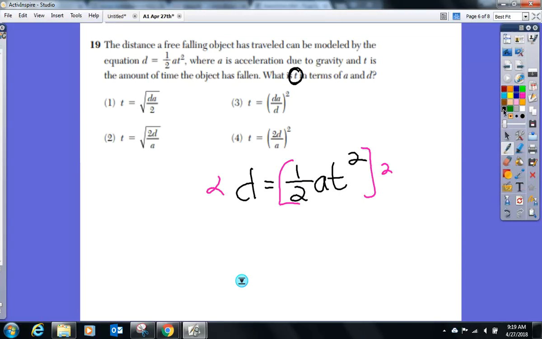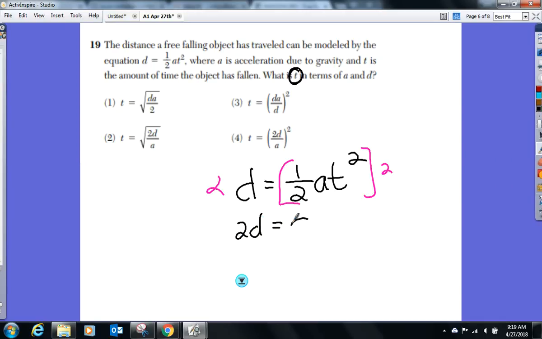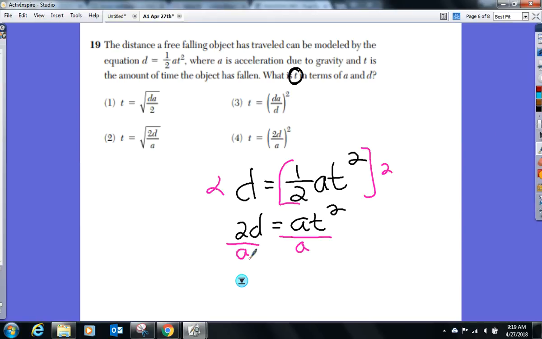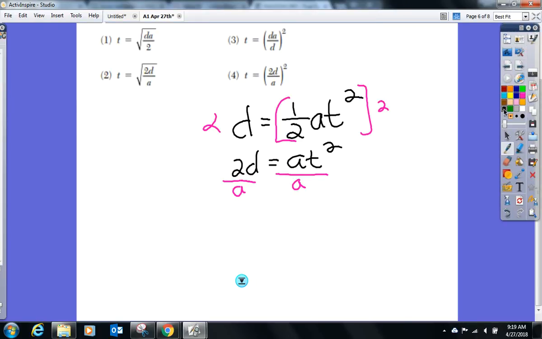Emily, give me a number. 24? Okay, ready? What's left on the left side, Xavier? 2d. And what about now on the right side? a t squared. Still solving for t. So it looks like I got to get the a out of there now. How do you get the a out of there? Number. 18. How do I get the a out of there? Divide by a. Let's go. Divide by a, everybody. Tom, number. 23. Another number. 29. 8.